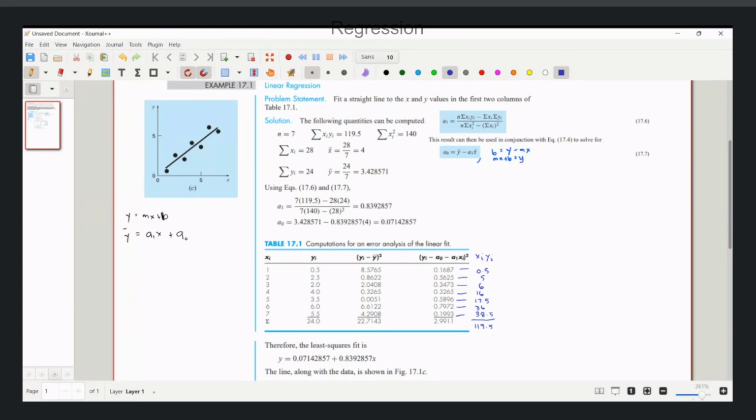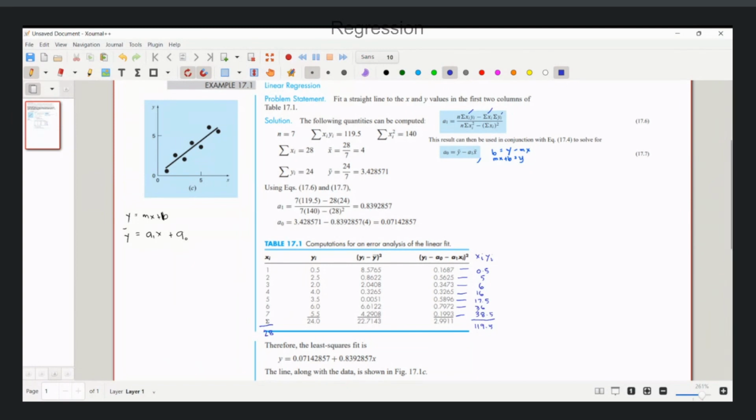Now, what we need to do next is the summation of x sub i. That's 28. Am I correct? 28. So, the summation over x sub i is 28.